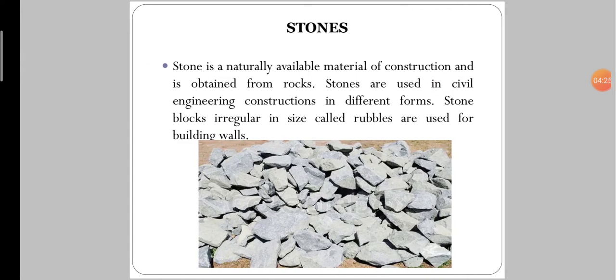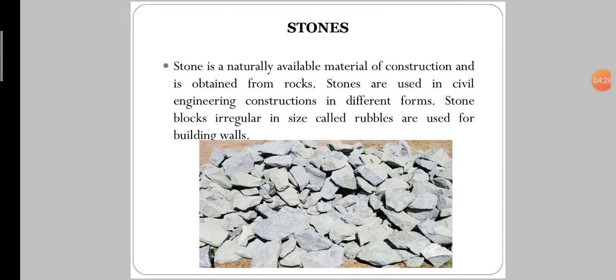Next one, stones. We are all aware of the stone. It is a naturally available material for construction. It is obtained from the rocks. As a principal material for foundation of civil engineering works, for example if you are constructing walls, arches or dams, we use stone as a primary material.